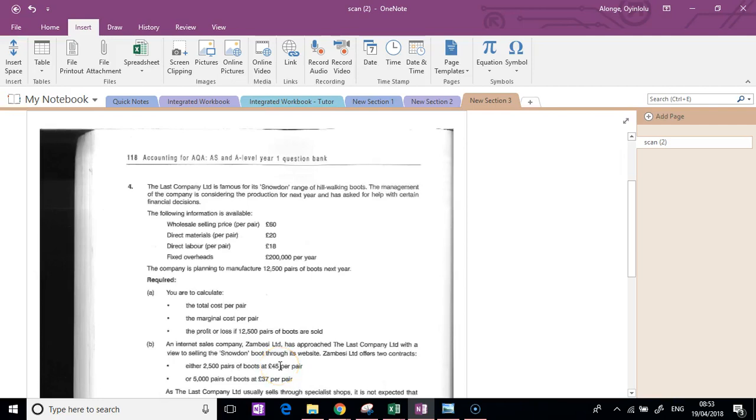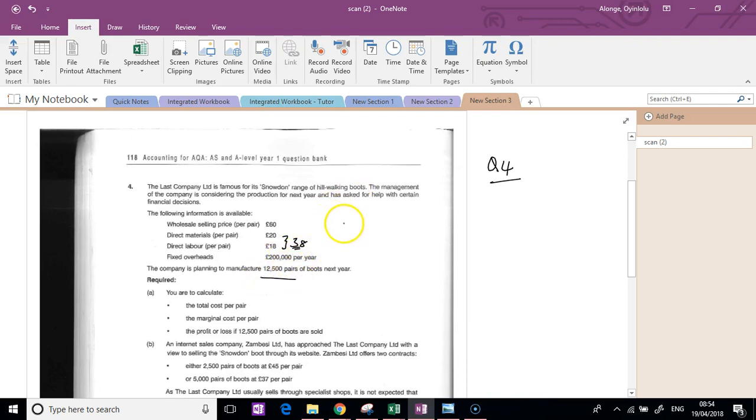Okay, guys, right. So, this is question 4 that you're also looking at. Again, nothing crazy here. We did this in class. You can see this is the marginal cost, 38. When it comes to working out the total cost, again, you're trying to sell 12,500 pairs.